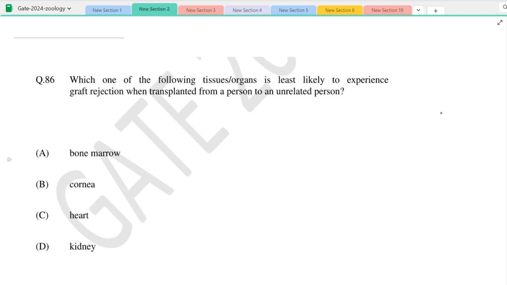Which one of the following tissues or organs is least likely to experience graft rejection when transplanted from a person to an unrelated person? Of course, bone marrow will definitely need to be matched by HLA matching. So if there is any serious match mistakes, then it leads to graft rejection. Cornea, however, is the correct answer because it is an immunoprivileged site. So cornea transplantation from one person to a completely unrelated person is least likely to suffer graft rejection. However, heart and kidney also need proper HLA matching. So the correct answer here is cornea. Moving on to the next question.